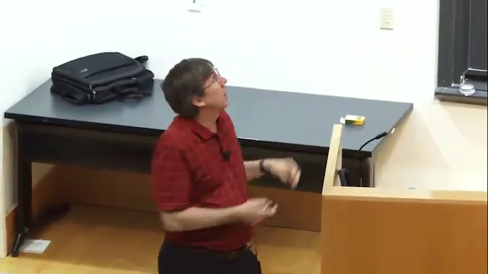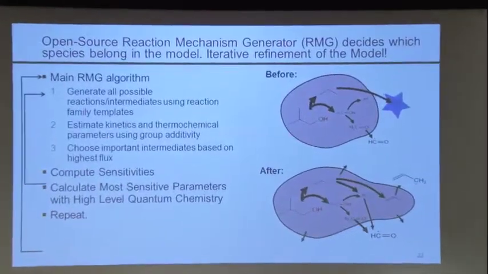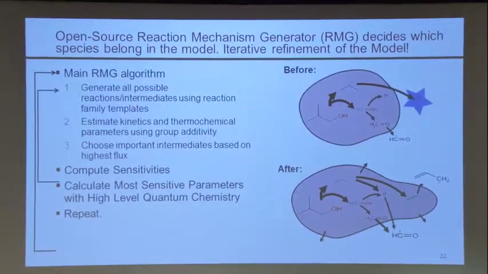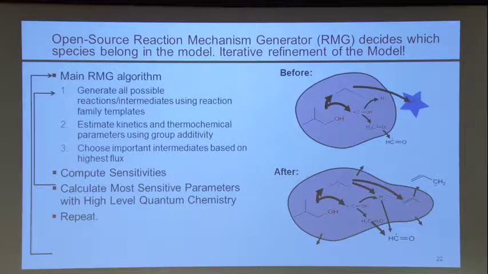All right, so this is the overall procedure. So we said this has to be iterative. So the main RMG algorithm is to generate all the possible reactions and intermediates using these reaction family templates. So RMG knows about types of reactions, and that's how it figures out that, for example, propene could go to make allyl radical. It knows that because it knows that H abstraction is a possible family. It also knows that bond scission, the CH bond breaking, is also possible. So those would both give allyl radical from propene. And there might be some other reactions that could do it too.